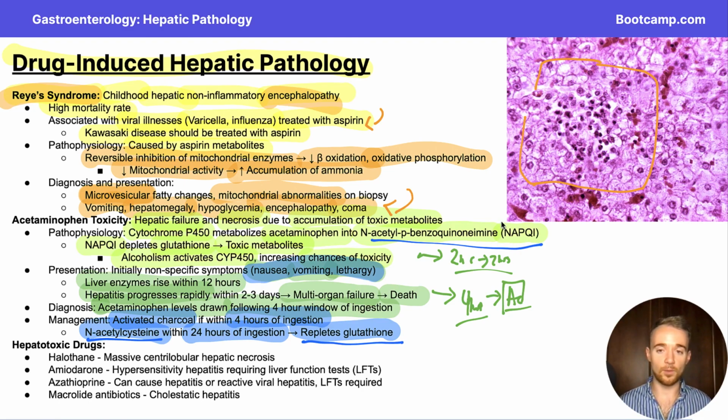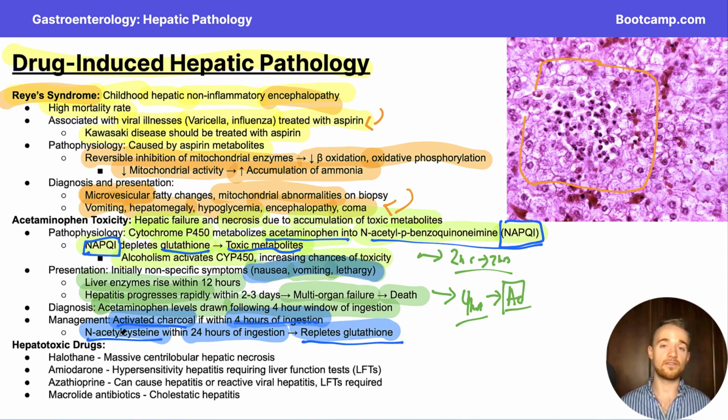So to go over this briefly once more, NAPQI is a toxic metabolite of acetaminophen. And normally NAPQI isn't something you particularly need to worry about after taking acetaminophen. However, too much NAPQI will deplete glutathione. And too much NAPQI depleting glutathione leads to this buildup of toxic metabolites, specifically our NAPQI. This is our toxic metabolite, and this NAPQI is going to react with and destroy our hepatocytes. And because of that, if we can give someone activated charcoal within 4 hours of ingestion of the acetaminophen, or if we can give someone N-acetylcysteine within 24 hours of ingestion, we can really help to save their life.